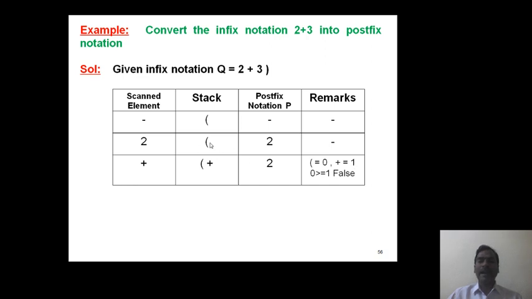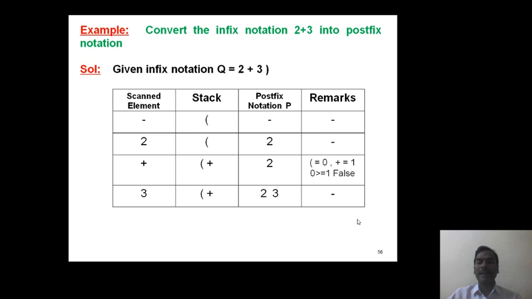Now we delete an element from the stack. Here the deleted element is the left parenthesis. Its priority is 0. Now compare these two priorities: 0 is greater than or equal to 1, false. Hence again put the left parenthesis into the stack and then the new scanned element plus into the stack. Then the next scanned element is 3. 3 is an operand, hence put it into the resultant expression.